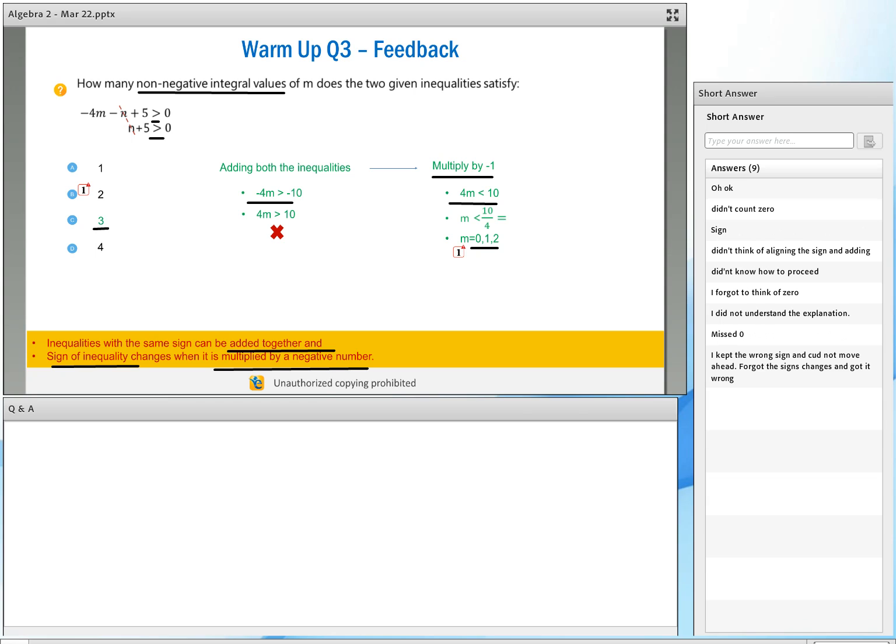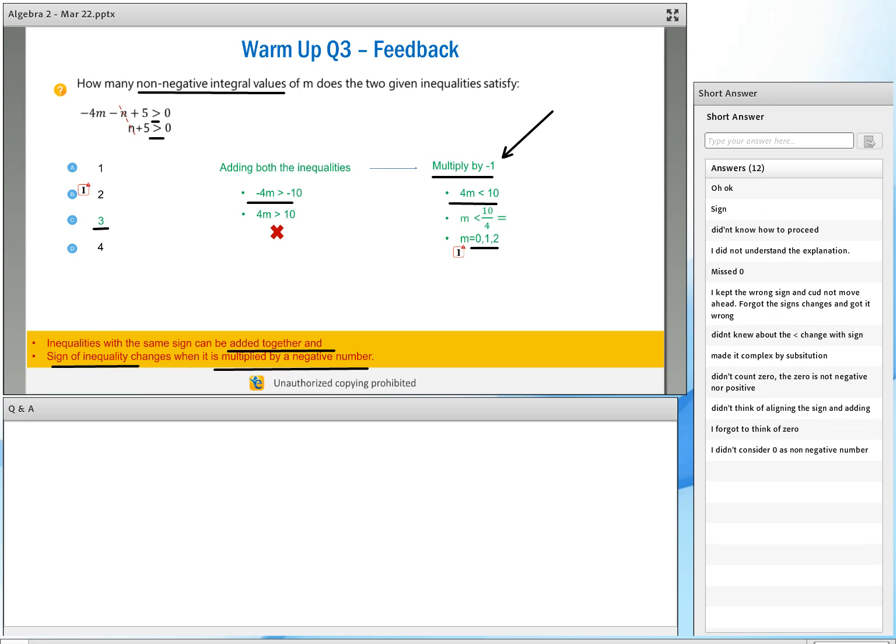Could I please explain the sign change in inequality again? When you multiply an inequality by a negative number, in this case we are multiplying it by minus 1, you have to change the sign over here. So if you observe over here, the sign of inequality is greater than, and once we multiplied it by a negative number, the sign of inequality is less than. So that's called changing the sign of an inequality.